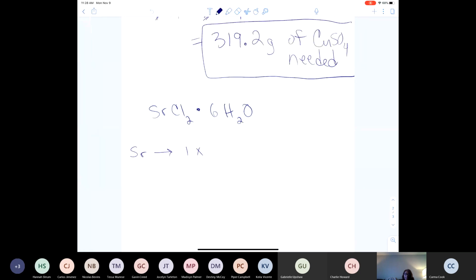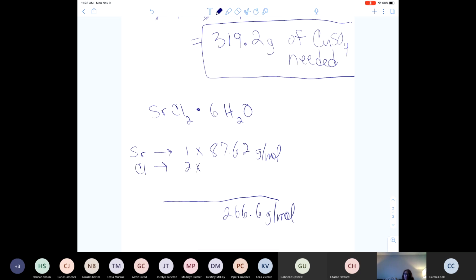And so our strontium is 87.62 grams per mole. And so the total molar mass of the compound is 266.6 grams per mole. Thank you, Gabrielle. Our chlorines, we've got 2 of them. And so that gives us 70.90.